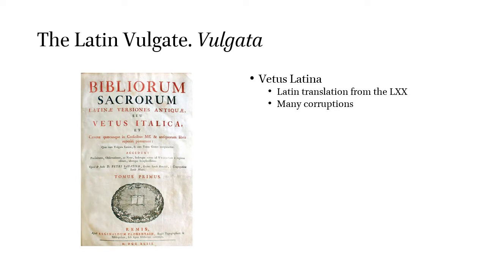The Church Father Augustine says that there are as many versions of the Old Latin as there are copies. That is to say, every copy of the Old Latin was different from every other copy. So it was full of corruptions. And this is part of the reason that Jerome decided to make a translation from the Hebrew into Latin.